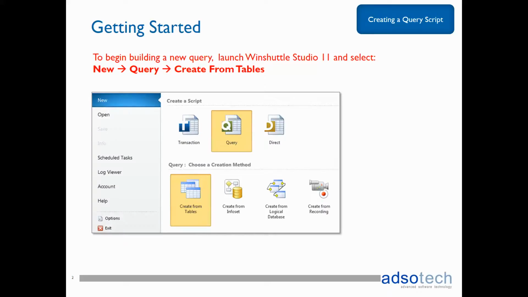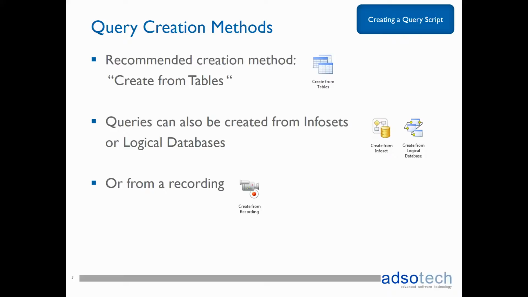To start creating a new query script, open WinShuttle Studio 11 and select New from the File menu. Choose Query and Create from Tables as the creation method. WinShuttle Query allows you to create queries from tables, info sets, or logical databases. Alternatively, a query can also be created from a recording. But the Create from Tables option will be your go-to method for query creation and the focus of this training.